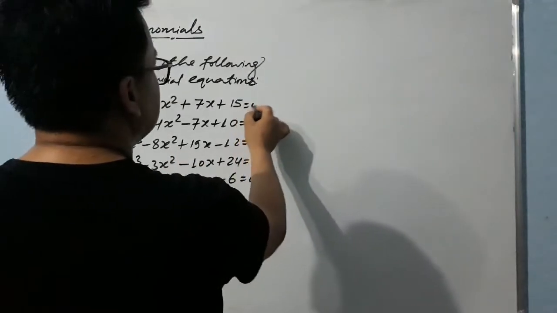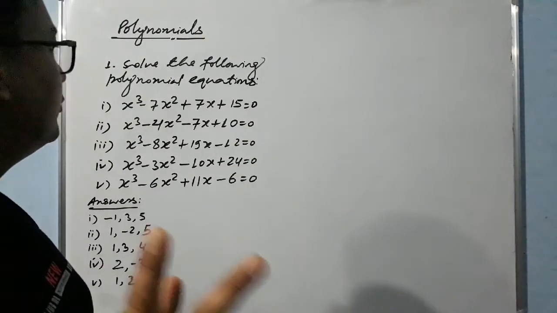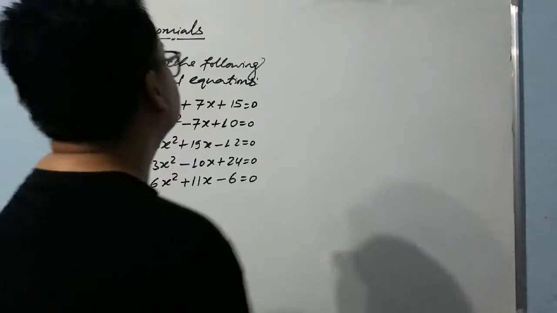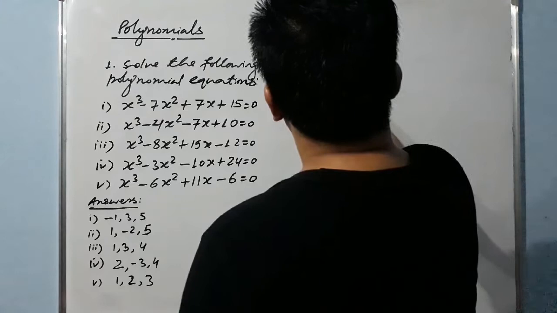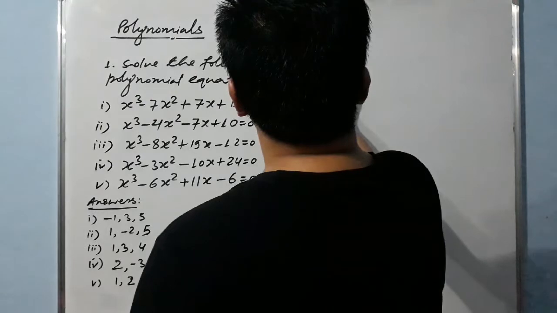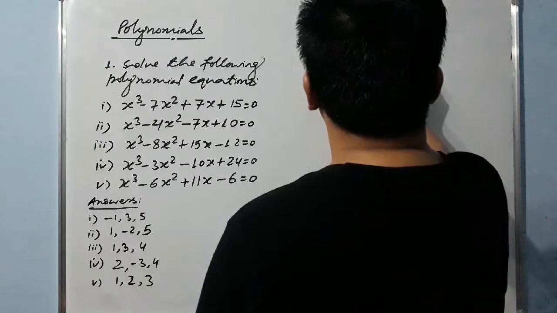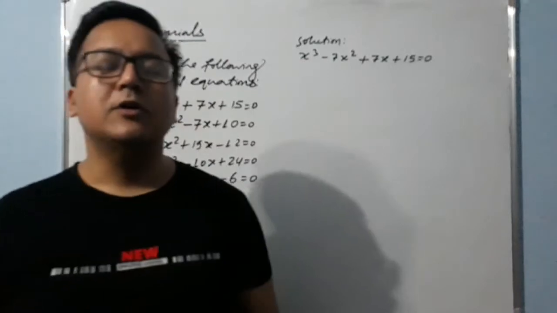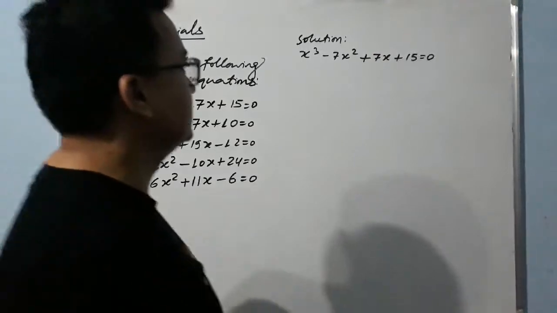Here I forgot to write down zero. Now I have written zero, cubic equation. Two methods to crack these questions. Both are easy. Here we go. Solution: x cube minus 7x square plus 7x plus 15 is equal to 0. This is the given cubic equation, or you can say the given polynomial equation.